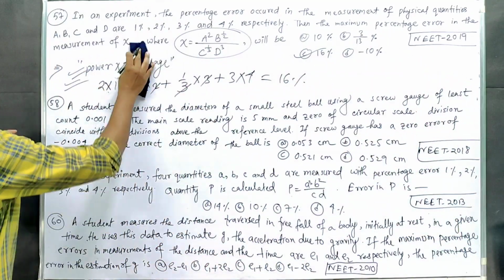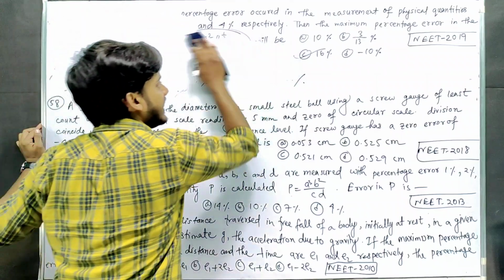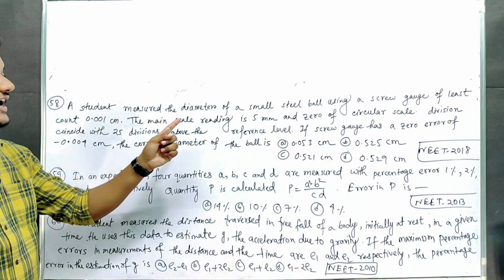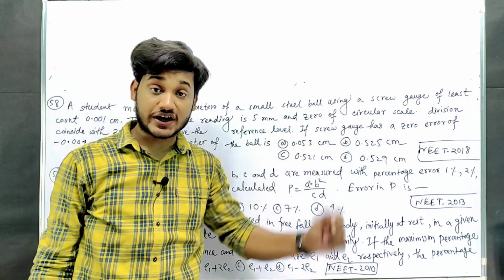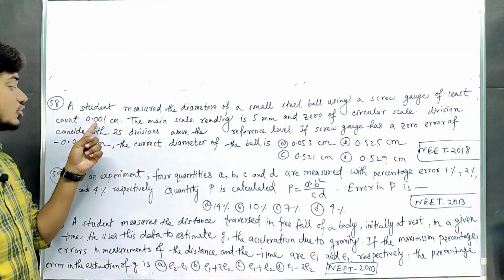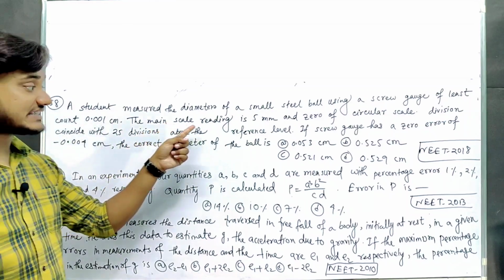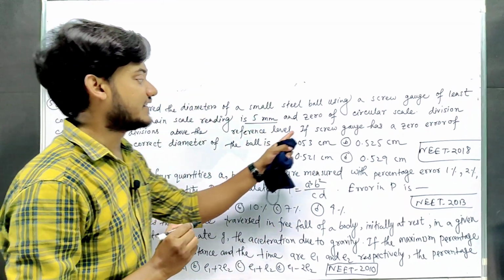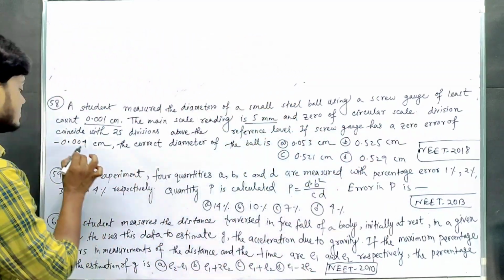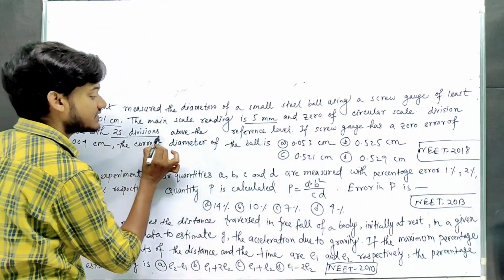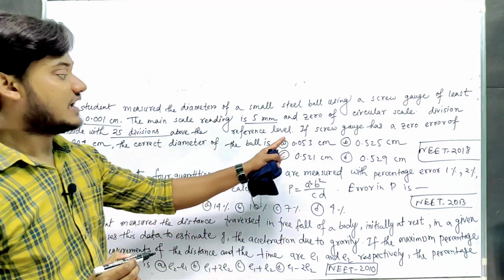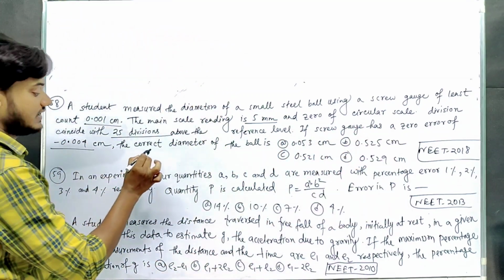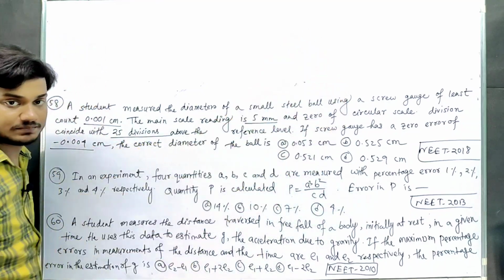Okay, next, 58. A student measured the diameter of a small steel ball using a screw gauge of least count 0.001 cm. The main scale reading is 5 millimeter. Screw pitch this is, and the zero of circular scale division coincides with 25 divisions above the reference level. If the screw gauge has zero error of minus 0.004 cm, the correct diameter of the ball is, options are given.